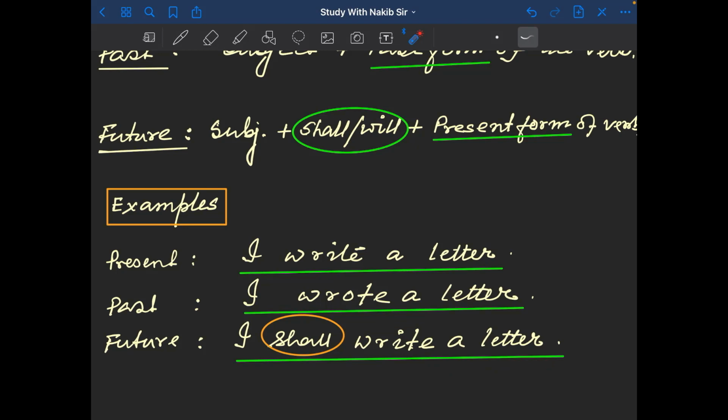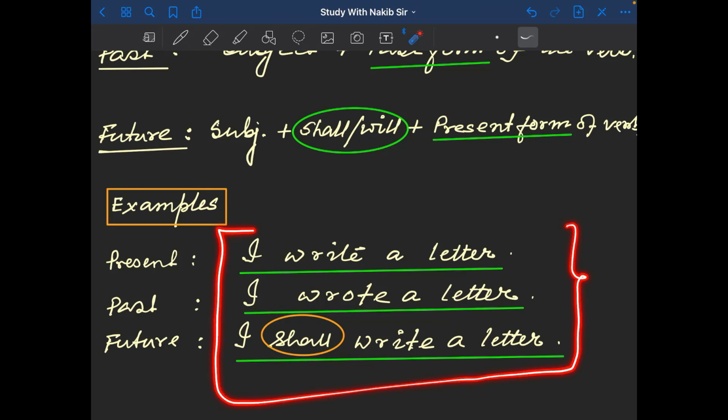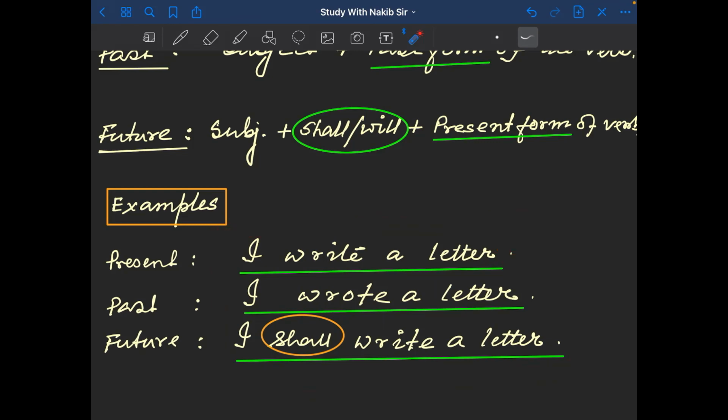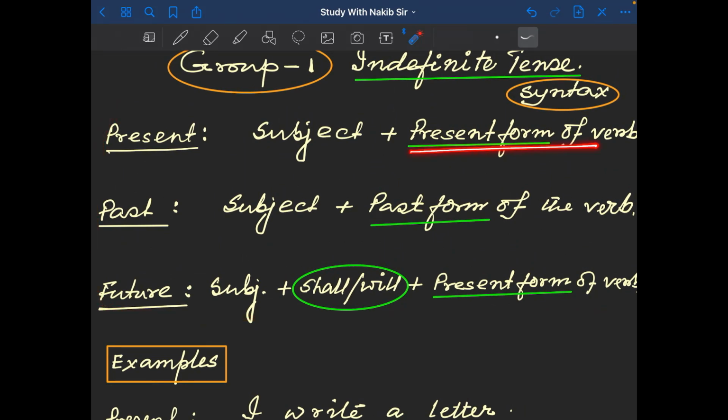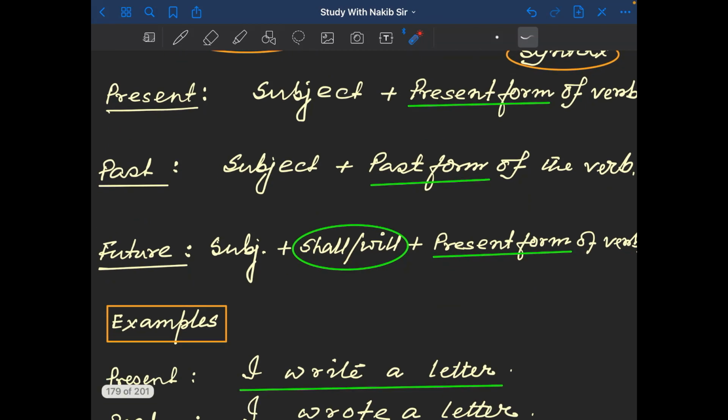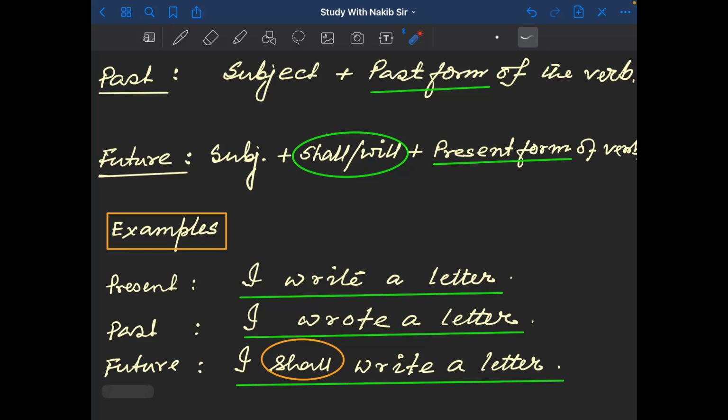Remember this. It is a model sentence in different verb structures: the structure of present indefinite, the structure of past indefinite, the structure of future indefinite. The first one is I write a letter, I wrote a letter, I shall write a letter. Remember this way. I write a letter, present indefinite tense; I wrote a letter, past indefinite tense; I shall write a letter, future indefinite tense. You may keep these things in your memory in terms of this model sentence, or you may keep these structures in your memory like this: present indefinite means present form of the verb, past indefinite means past form of the verb, future indefinite means shall or will plus the present form of the verb. Okay, clear? I think it will help you.